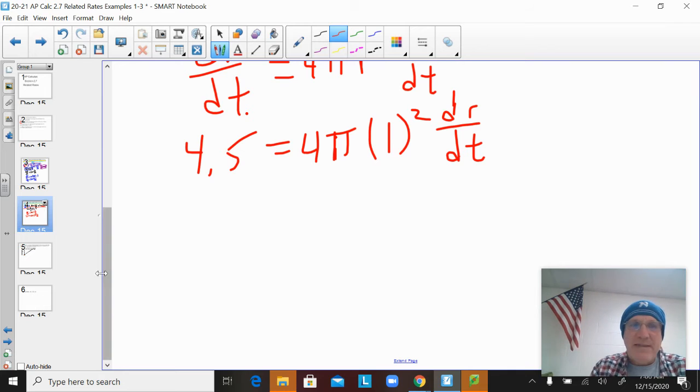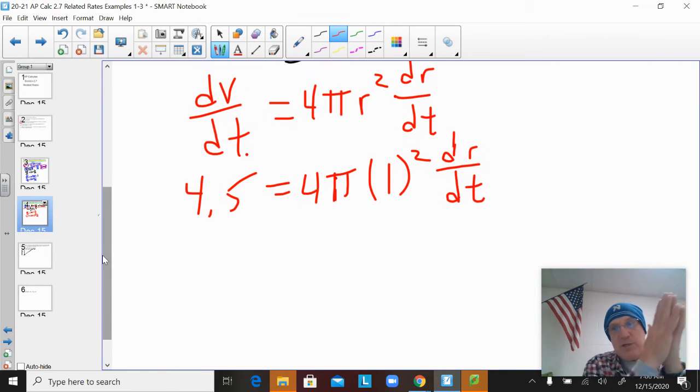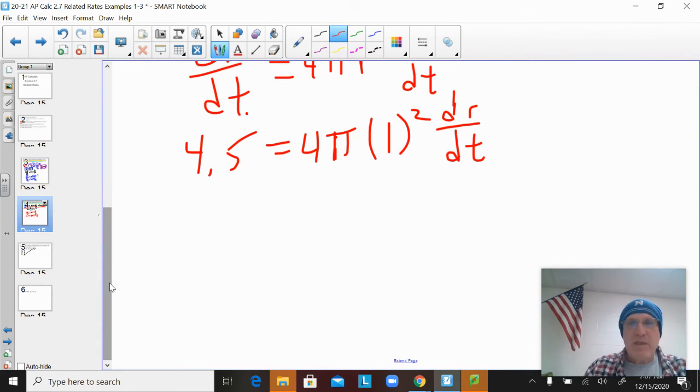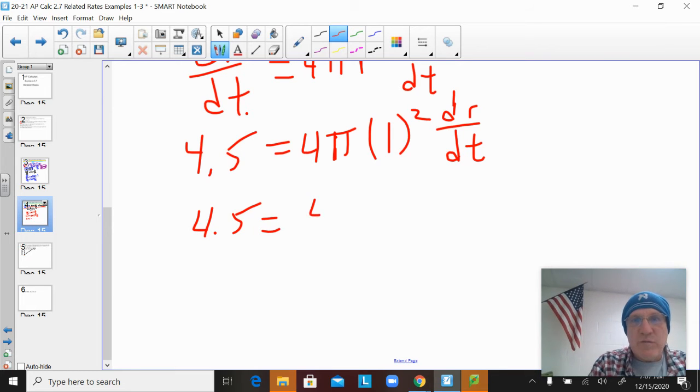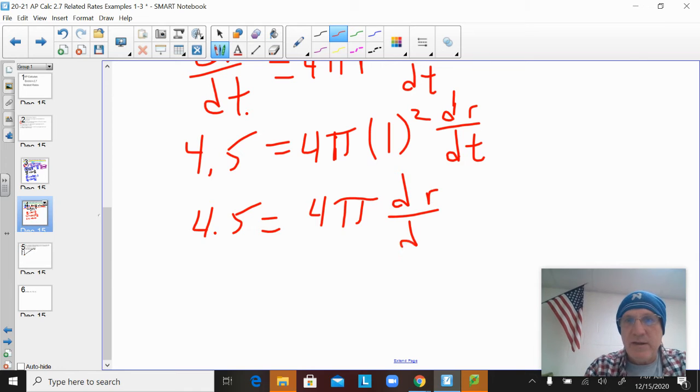On the AP test, if it's a multiple choice test, the answers would probably still have pi as pi. You certainly could decimalize it. I'm going to leave the pi as a pi. If it were on the extended response and it said to the nearest thousandth, then you would decimalize it. Otherwise, you can leave it in pi. So this becomes 4.5 equals 4 pi, 1 squared is just 1, times dr/dt.